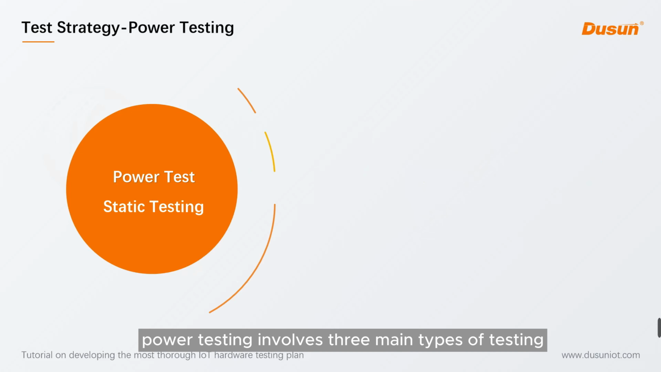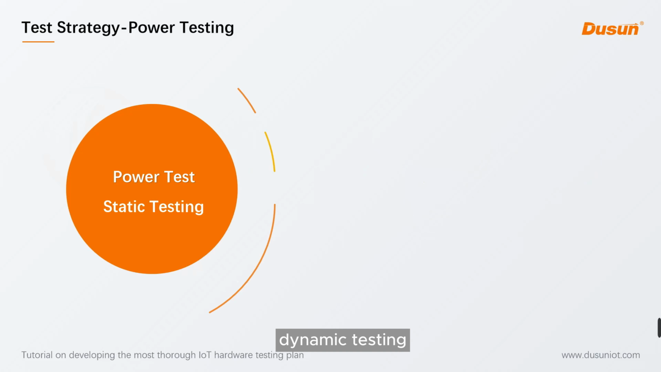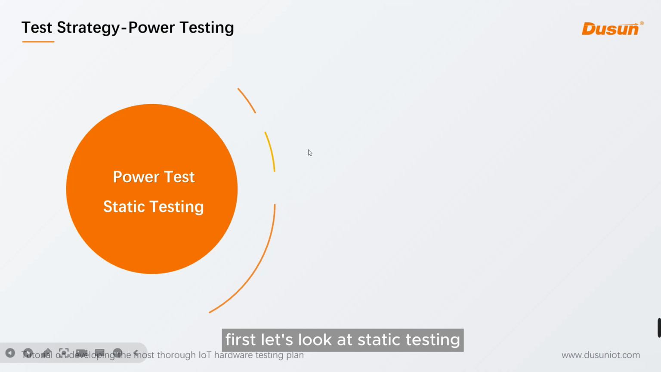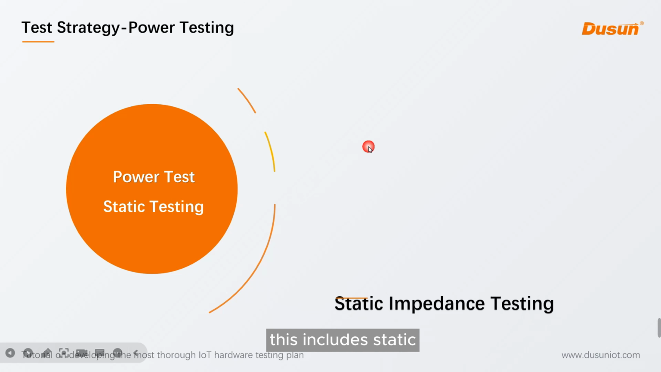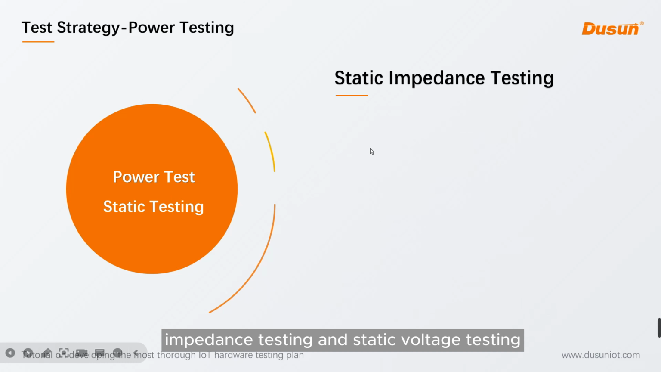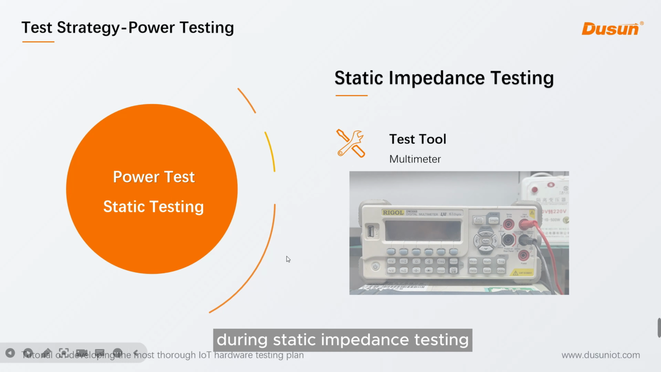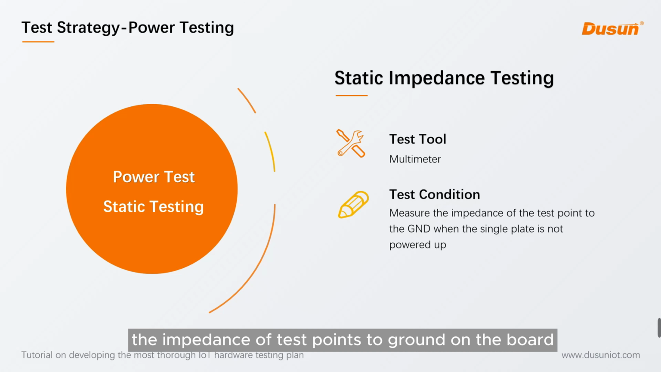Power testing involves three main types of testing: static testing, dynamic testing, and power sequence testing. First, let's look at static testing. This includes static impedance testing and static voltage testing. During static impedance testing, we use a multimeter to measure the impedance of test points to ground on the board.